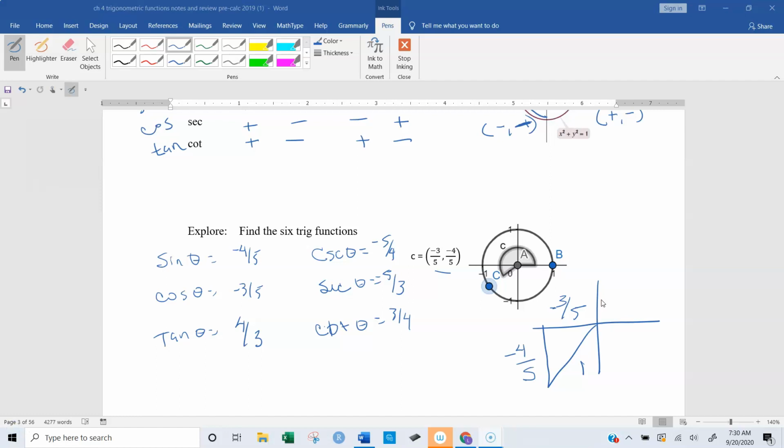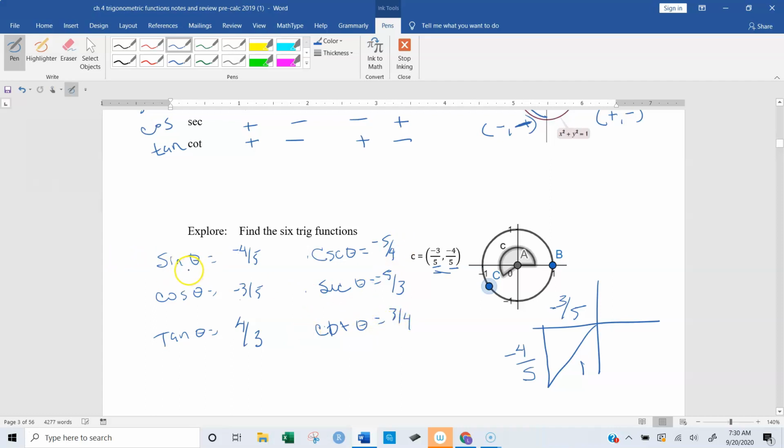All right, I hope you did a good job. You can do this with or without the triangle. Remember, sine is y, so that's negative 4/5. Cosine is x, so that's negative 3/5. Tangent, you're dividing these two. Since they have the same base, it's just negative 4 over negative 3, which gives you a positive 4/3. For your cosecant, secant, and cotangent, you just invert them.